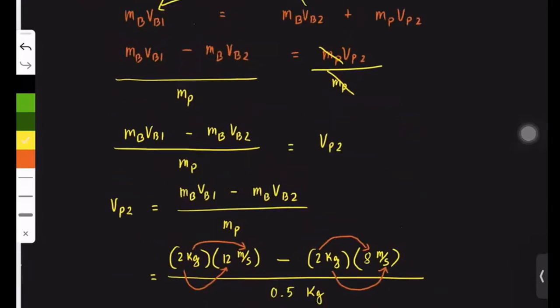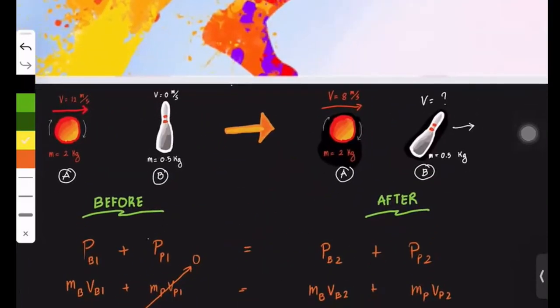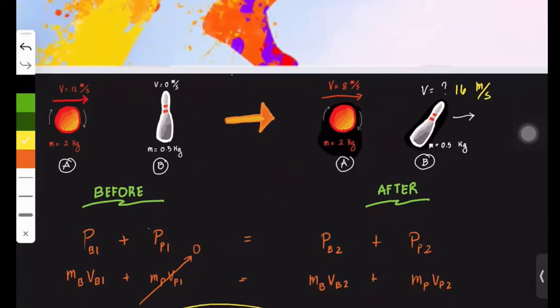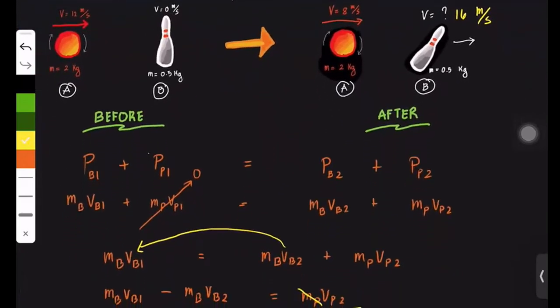So when you go back here, we can now put 16 meters per second. That's how you can solve, or that's a way of dealing with problems related to this type of collision.